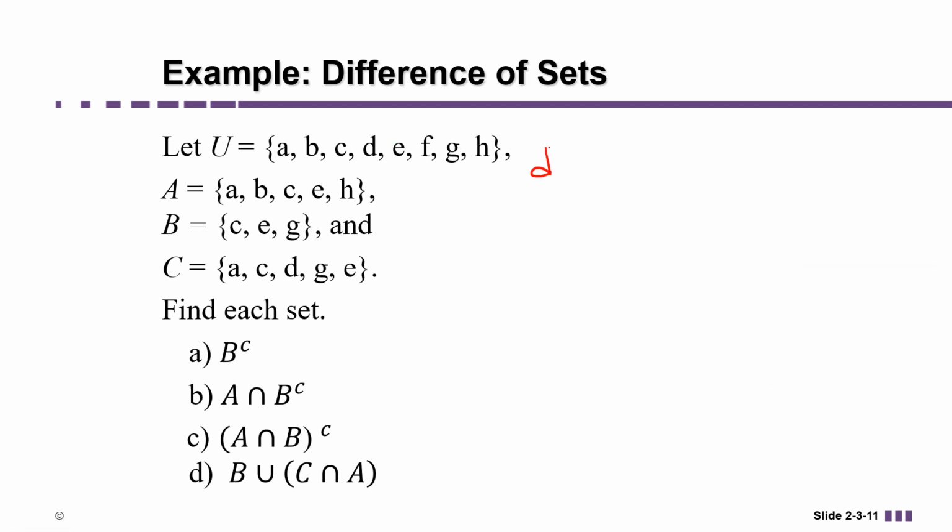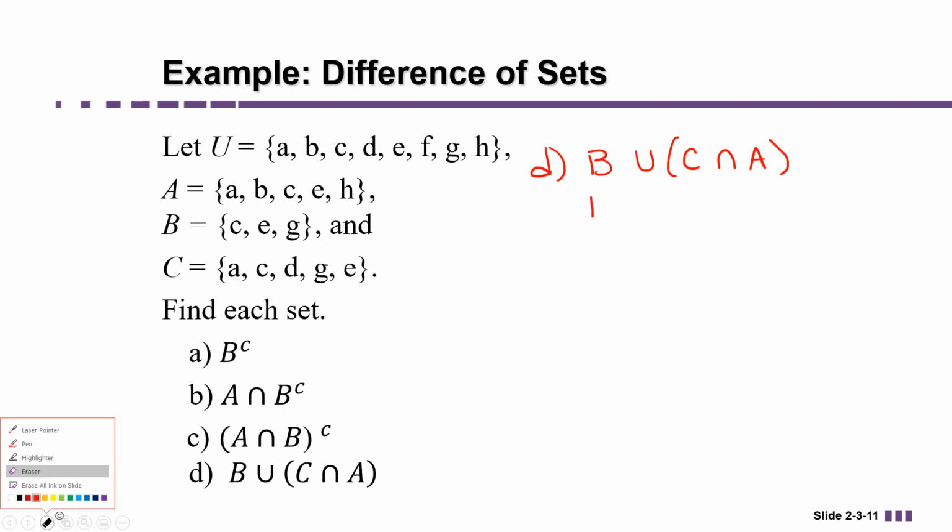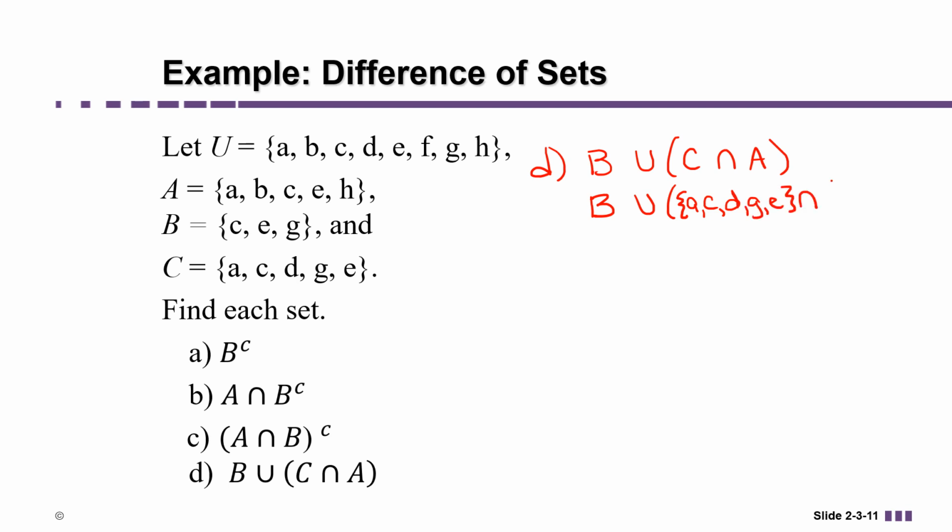Part D says we want B union with C intersect A. So again, the parentheses are telling us what to do first. This time I'm going to leave B written there for just a minute because this problem could get a little lengthy. I want it to fit on the slide. So I'm going to replace C with what it's equal to, A, C, D, G, E. Intersect, I'm going to replace A with A, B, C, E, H. Okay, and I'm going to do what's in the parentheses first, which is the intersection.